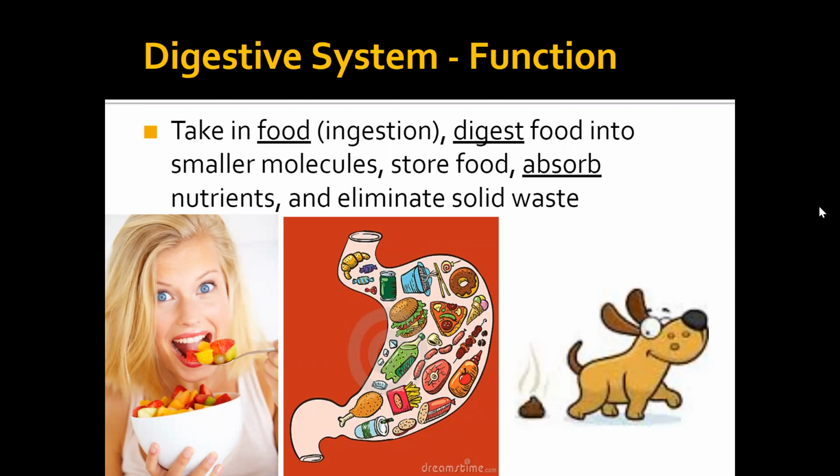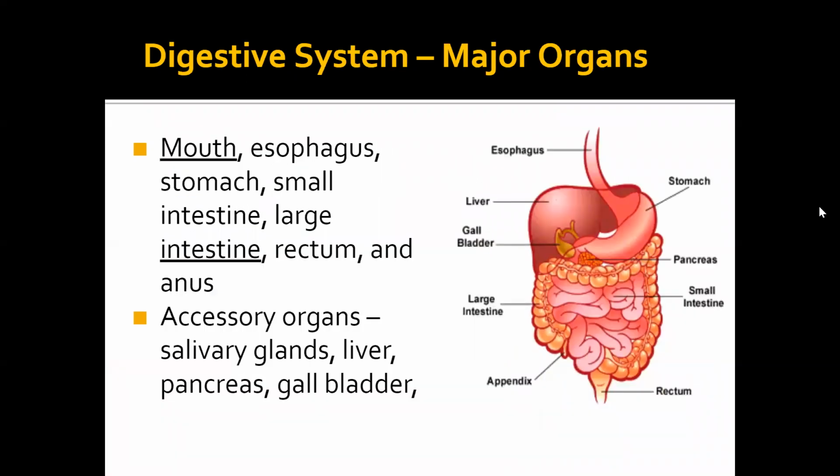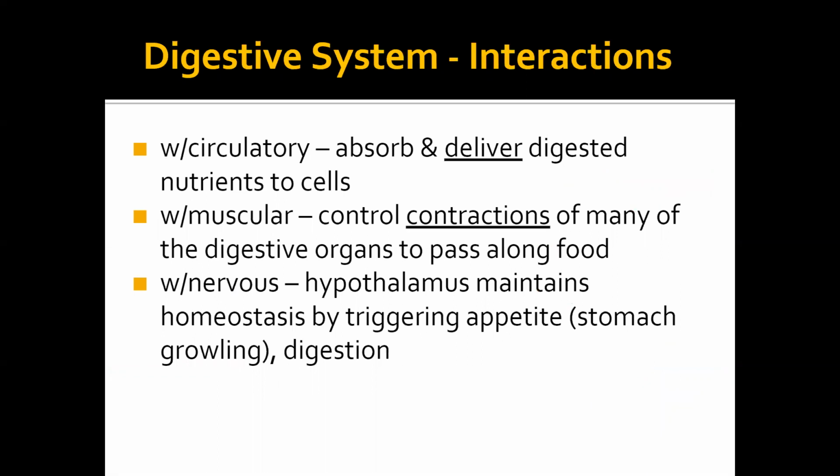So what our digestive system's function is overall is to ingest food, then digest it, otherwise known as breaking down that food into smaller molecules, storing it, absorbing nutrients from it, and then finally eliminating waste. Our major organs of the digestive system are our mouth, our esophagus, our stomach, our small intestine, our large intestine, our rectum, and anus. Accessory organs that are related to the digestive system, but not technically a major organ in it, would be our salivary glands, our liver, our pancreas, our gallbladder.